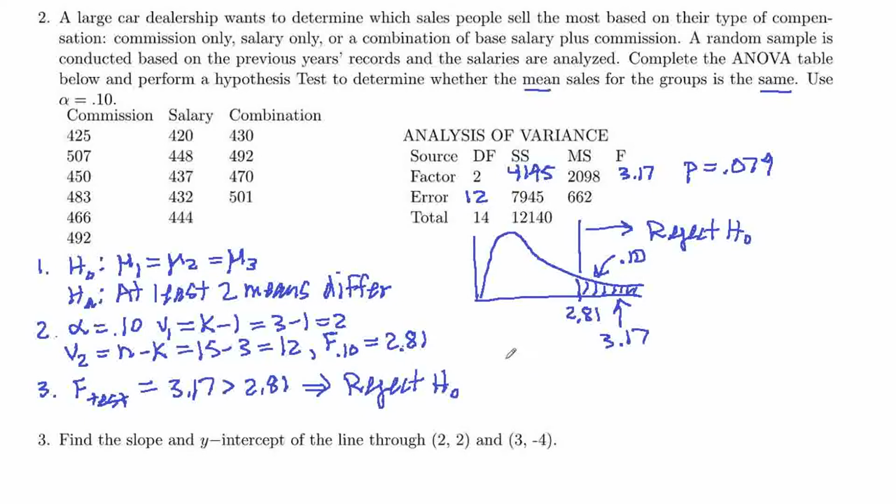And then our next step here is to go ahead and ask, what does it mean to reject the null hypothesis? The null is that all means are equal, so now, at least two differ. So there is sufficient evidence, interpret our conclusion here, to conclude the means differ. At least two means differ.